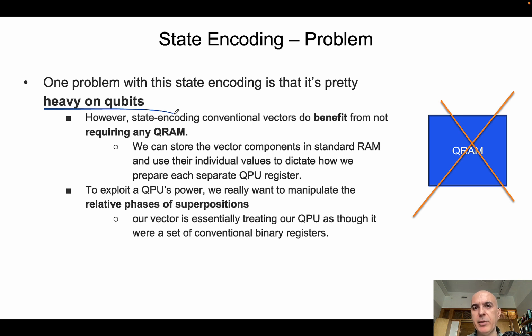However, we also have a few benefits. When using state encoding, we do not need the QRAM. We can simply store the vector components in the standard RAM and use the individual values to dictate how we prepare each separate QPU register.